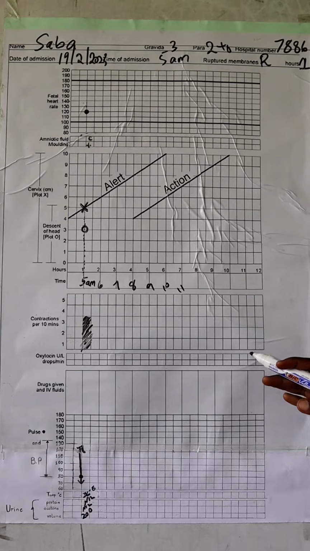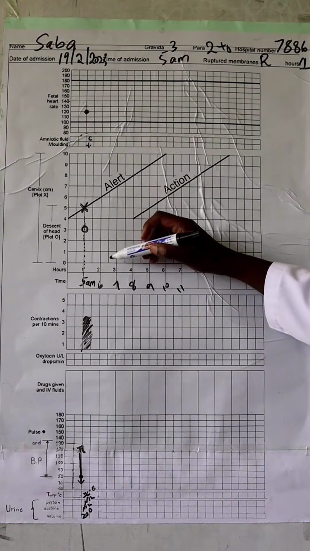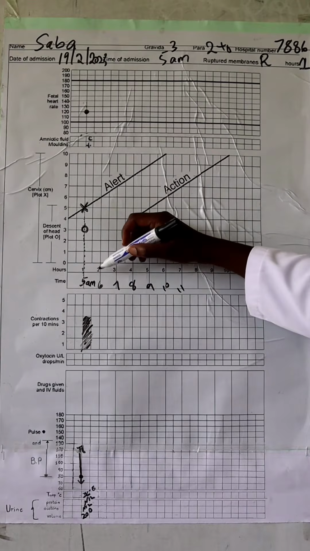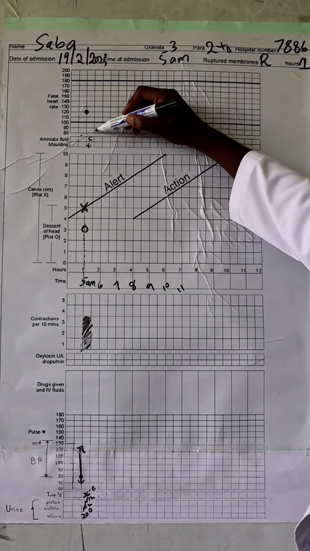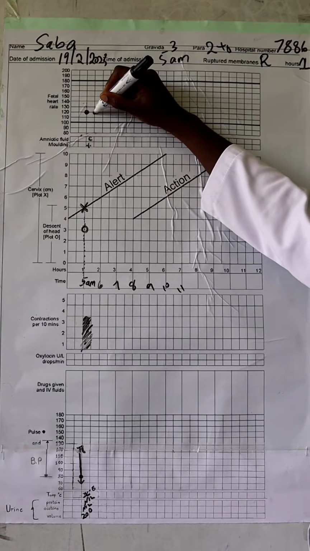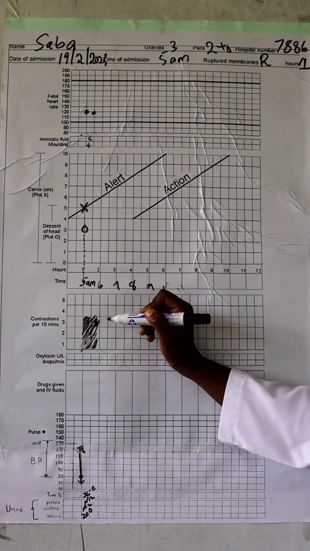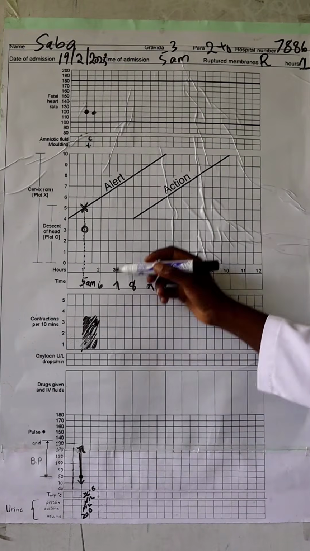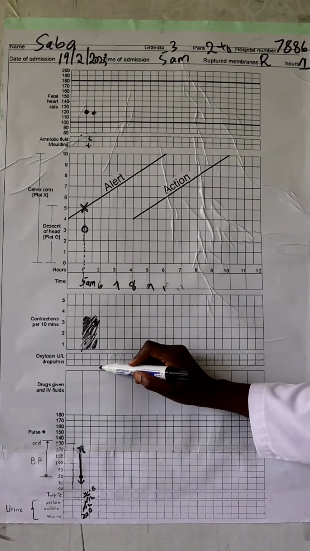So at 5:30 we have fetal heart rate of 120. All right, 5:30 is here. We have fetal heart rate of 120. So fetal heart rate is 120. Contractions, three contractions in 10 minutes, and each lasts 30 seconds. And then the pulse is 80. Remember, pulse is also taken every half hourly.